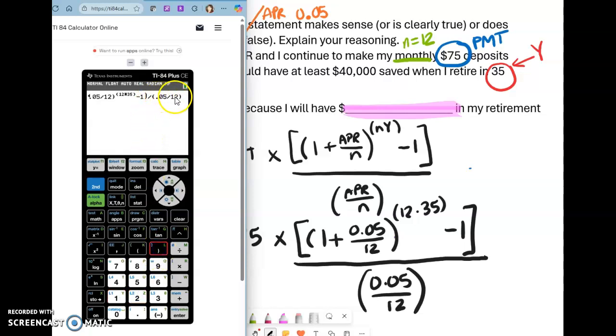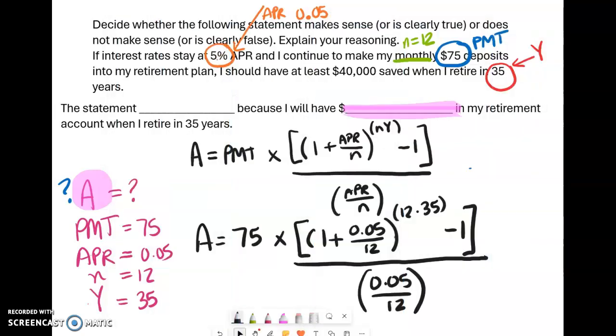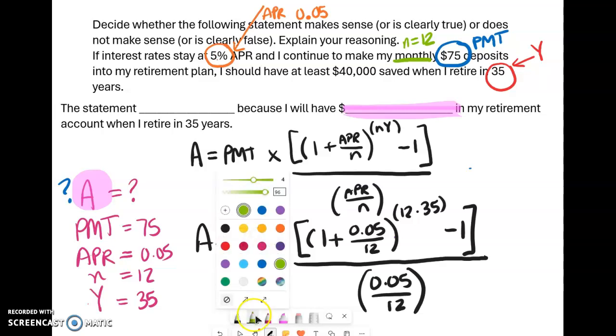And then 0.05 divided by 12. And notice the whole denominator is surrounded with parentheses. When I hit enter, I get this value. This is the future amount. This is the amount you will have after 35 years of retirement. So now I'm going to fill in the blanks here. And the statement is, does it make sense? Does it match? It says 40,000.